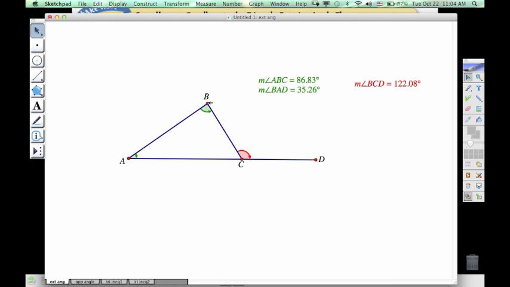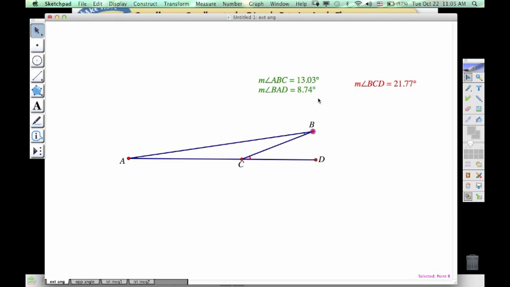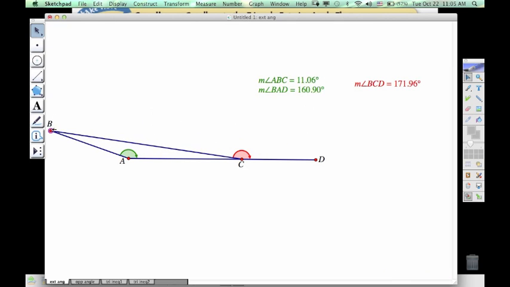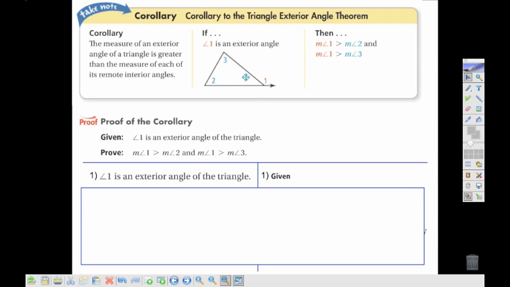And no matter where I move this, if I compare these numbers, each one of these numbers is less than the red number. However much I try to stretch out my green angle here, it's still going to be less than my red angle. Okay, so this leads us to our corollary here that the exterior angle is always greater than either of the interior angles.